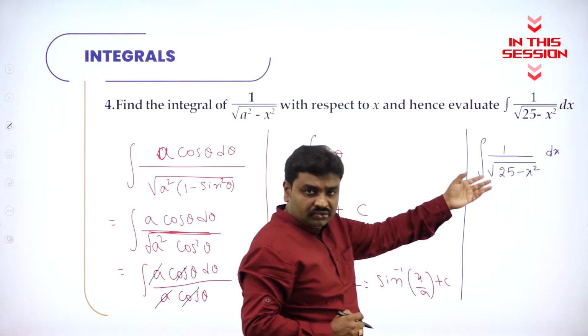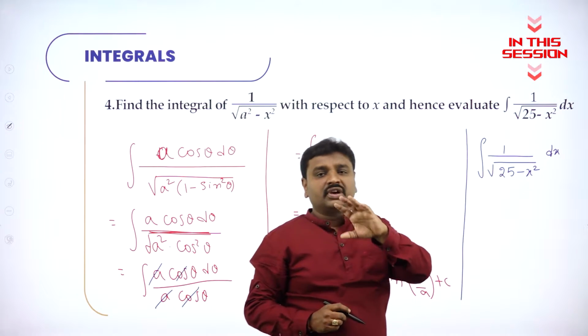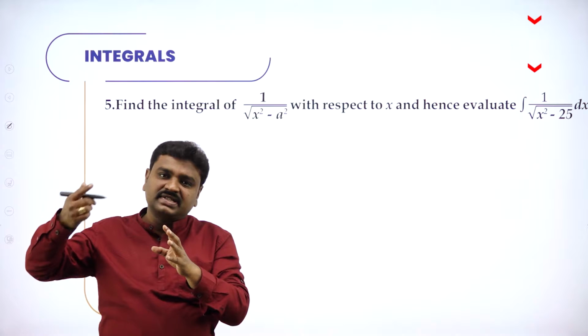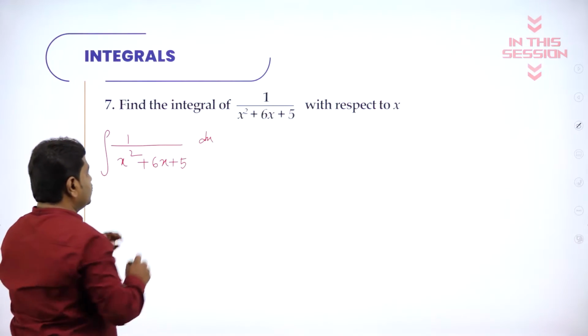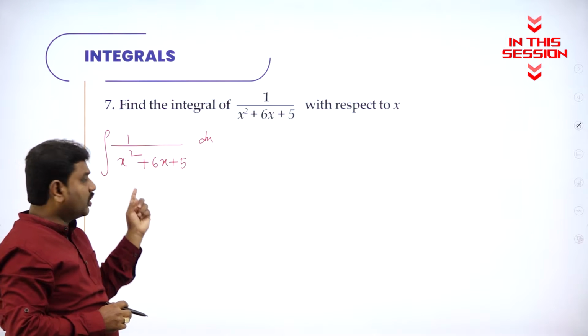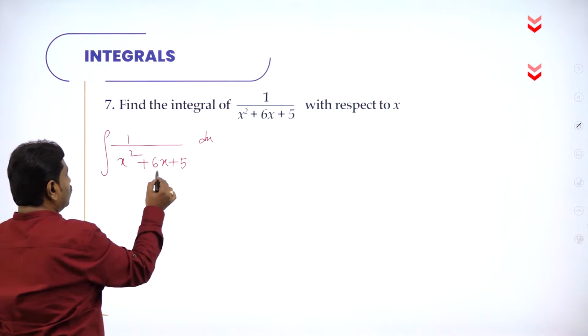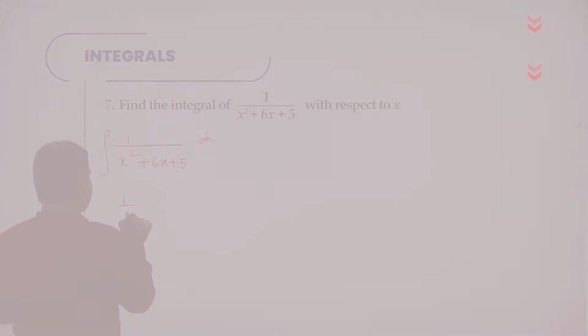So now in order to solve this, they are asking you to hence evaluate, means use the formula and evaluate. Whenever a square minus x square, put x as a sin theta. But x square minus a square, put x as a secant theta. So now this is not in any one of the standard forms. What we should do? I should convert it. So half the quotient of x. What is half of?